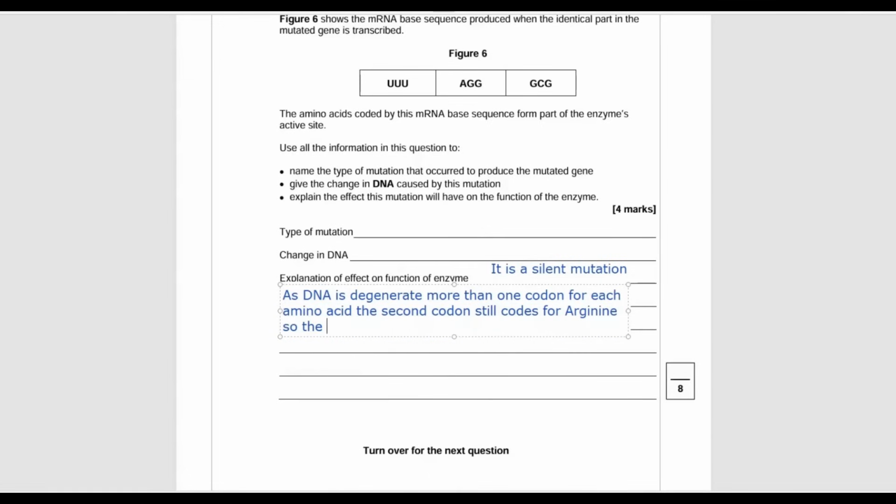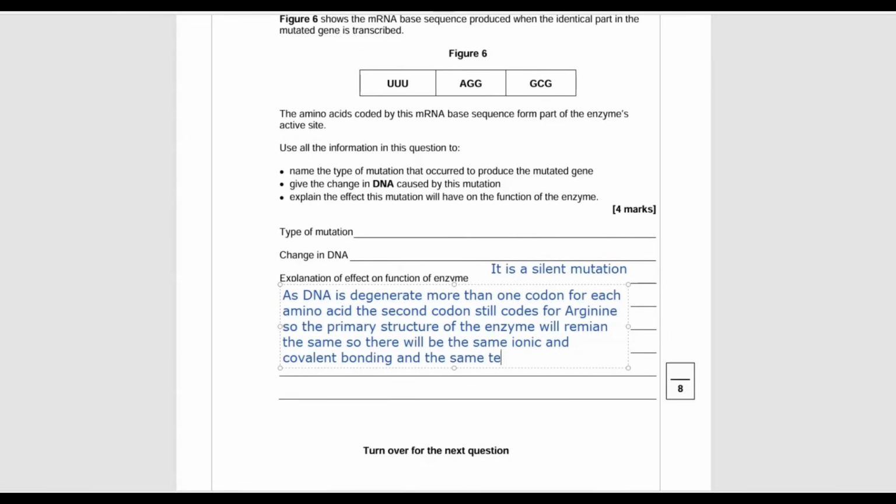Well, this means that the enzyme will have the exact same primary structure, excuse my spelling. What is the primary structure? That is the structure that is going to inform the type of bonding that we're going to have, because it gives you the type of R groups, and that will decide what type of ionic, covalent, hydrophilic, hydrophobic interactions or bonds you form in the tertiary structure.